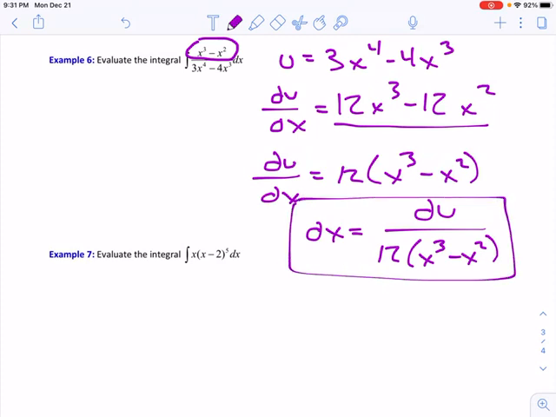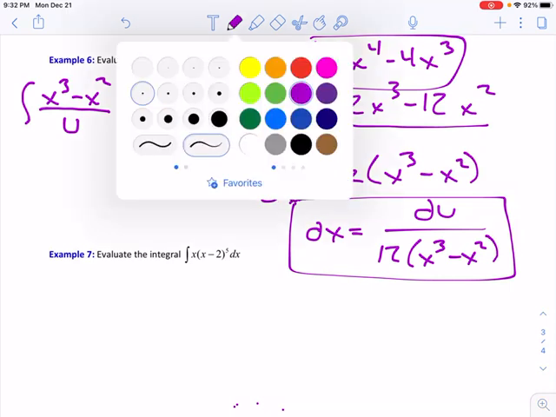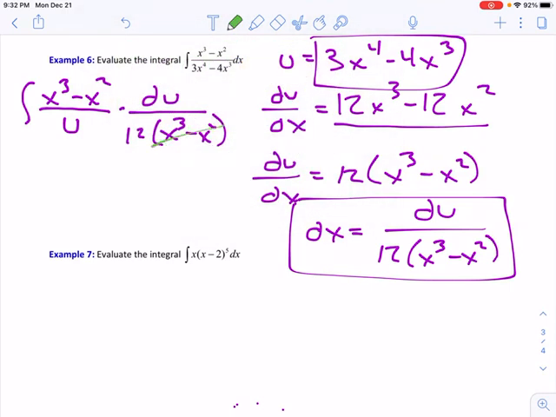So we have our dx, we have our u. We can substitute everything in just like we've done before. So we have the integral of x cubed minus x squared divided by u, and dx is du over the 12 times x cubed minus x squared. So I am once again very pleased that these terms with the x's completely cancel out with those terms with the x's. And so what I am left with now is a 12 in the denominator, so I have 1 over 12 times the integral of du over u.